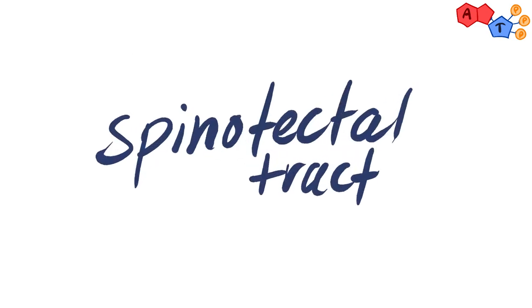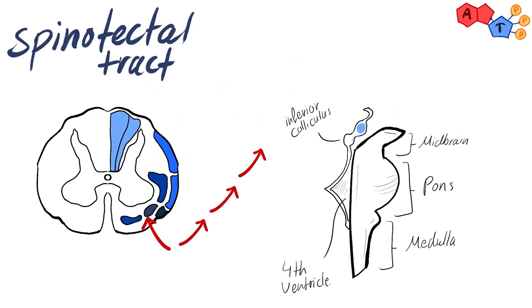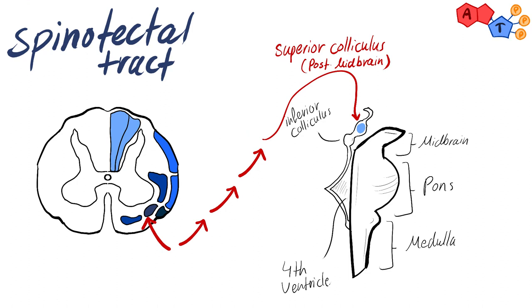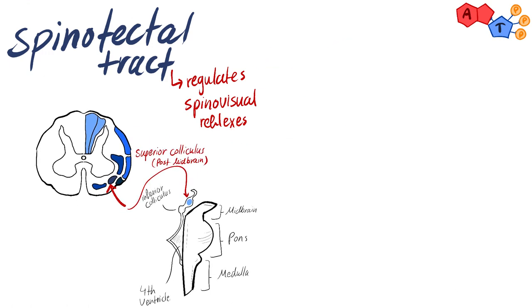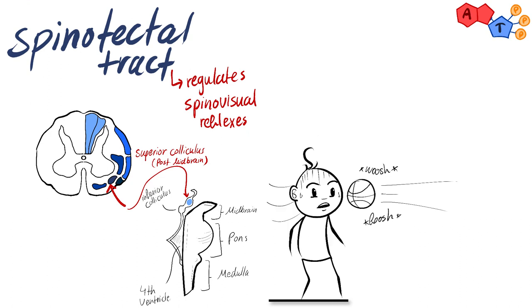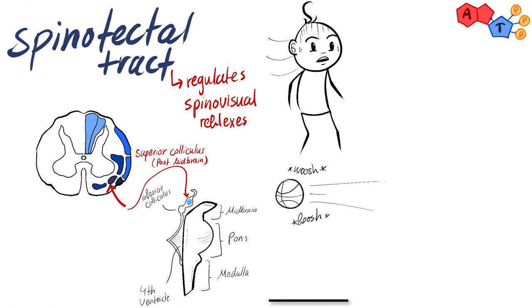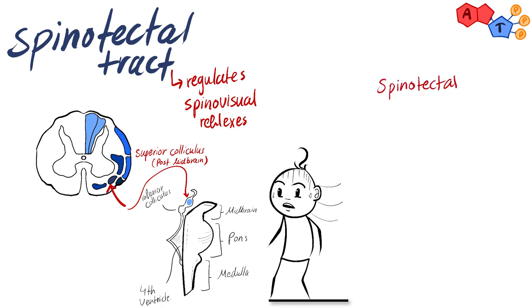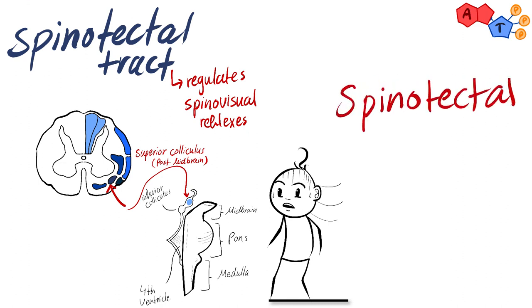The fourth tract that we are going to discuss is the spinotectal tract. This tract carries information to the superior colliculus, an area present on the posterior part of the midbrain, and it regulates spino-visual reflexes. So let's say you felt that something is about to hit you, a ball for example. You immediately will move your head to see what's coming and then decide on a proper action to take. So this reflex is mediated by the spinotectal, the sensory arm, and then the tectospinal tract, part of the motor tracts.